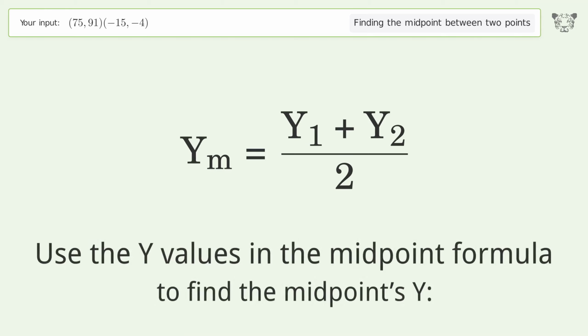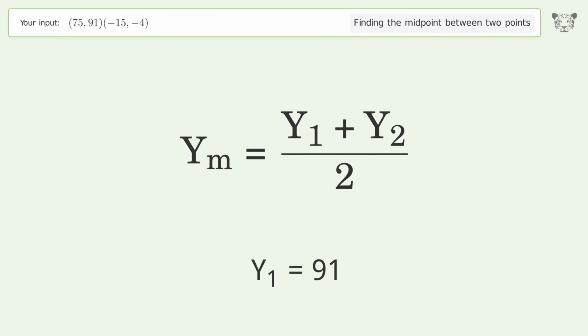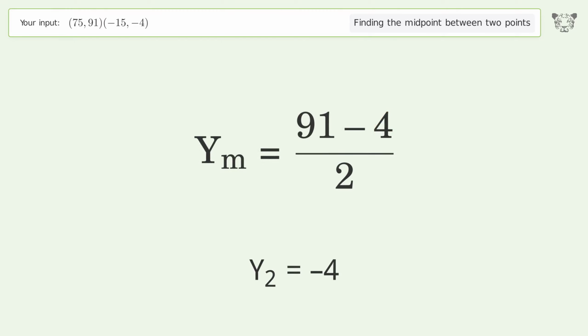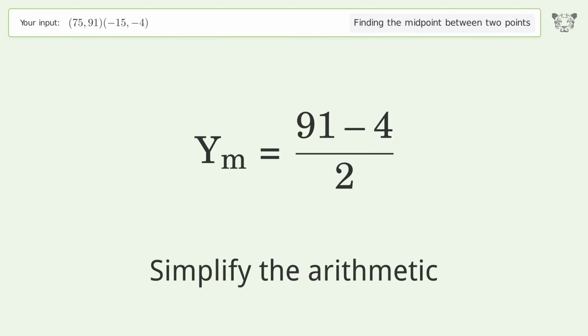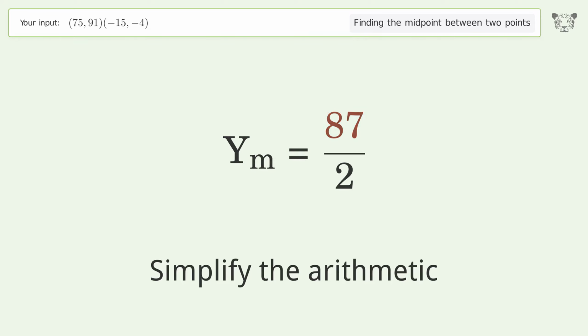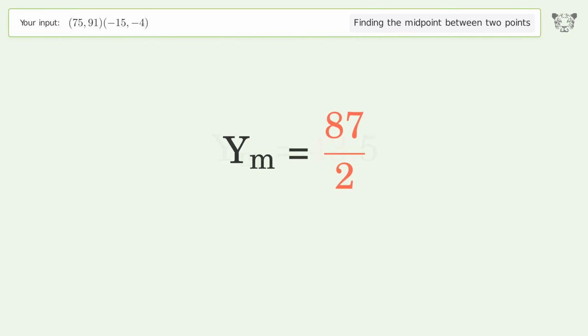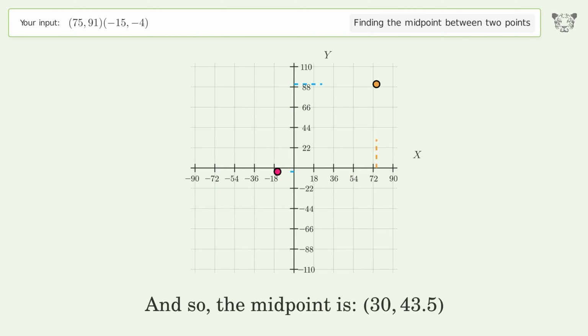Use the y values in the midpoint formula to find the midpoint's y. y1 equals 91. y2 equals negative 4. Simplify the arithmetic. And so, the midpoint is 30, 43.5.